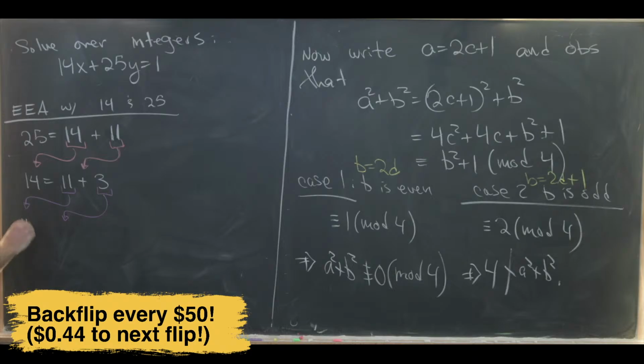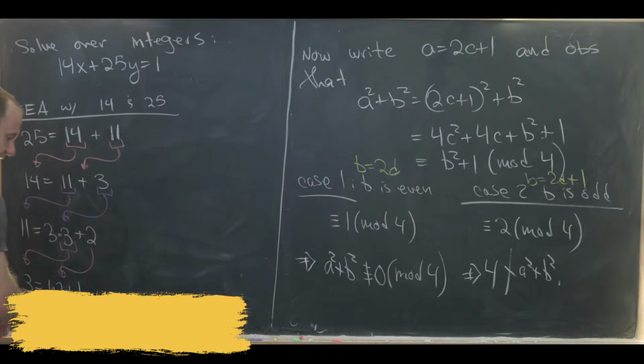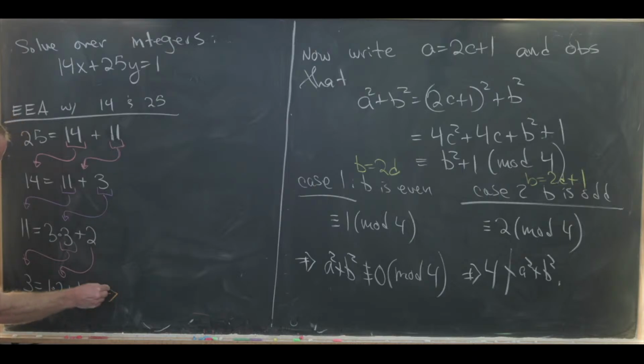So this is going to be 11 equals 3 times 3 plus 2. Then the old divisor, new dividend, old remainder, new divisor. 3 equals 1 times 2 plus 1. And so we get 1 in the end right here. And now you invert all of these equations.